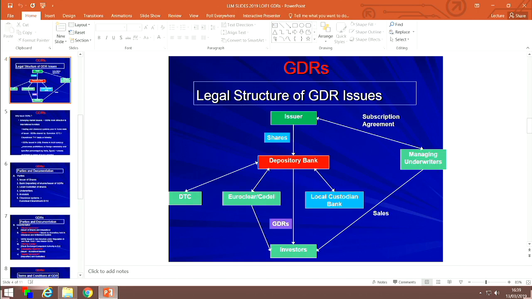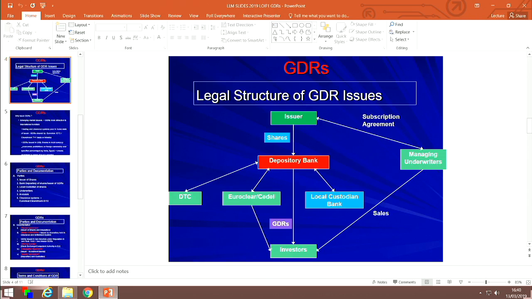No, no. The managing underwriters will be buying the GDRs from the depository bank. But they will not be buying them for their own account, except in the case of a 144A issue. Agreed? So when they carry out an underwriting function, their underwriting function in a GDR issue is exactly the same as in a bond issue. In a bond issue, they don't need to buy the bonds. They sell them into the hands of first-tier global investors. It's exactly the same in a GDR issue.